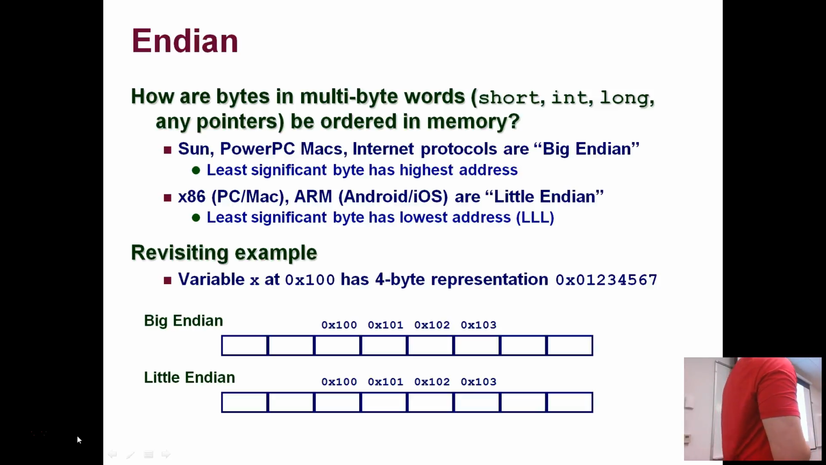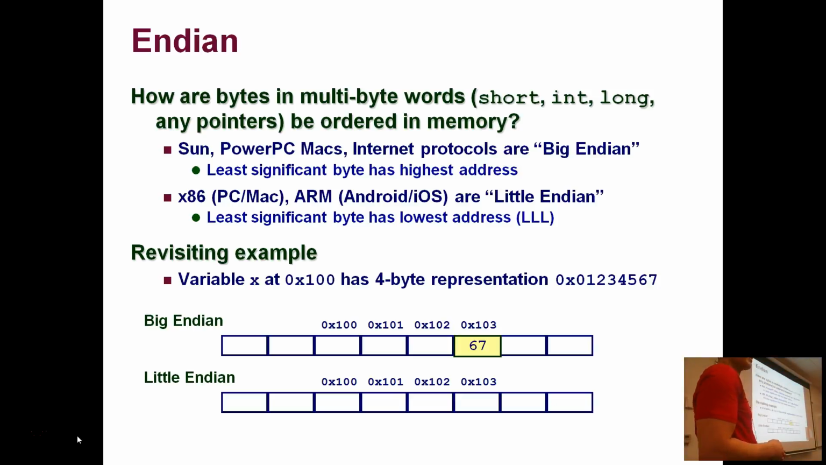Okay, so revisiting the example, variable x is at hex 100, has a 4-byte representation. Which is the least significant byte here? The 67. That's the smallest end when you're treating this as an integer. So for big endian, where would the 67 go?